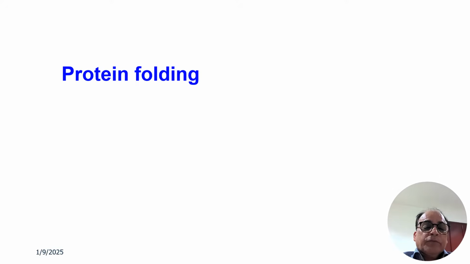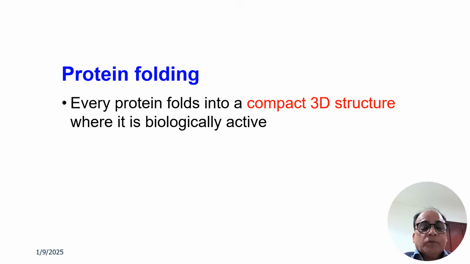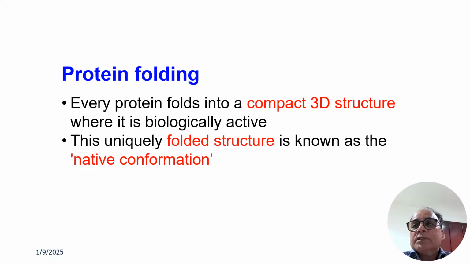I would like to discuss Anfinsen's thermodynamic model of protein folding. Before coming to Anfinsen's experiment, I would like to explain the significance of protein folding. As we know, every protein folds into a three-dimensional structure which is compact and biologically active. This uniquely folded structure is also known as native conformation, which is a commonly used term in biochemistry. Native conformation simply means that the protein is folded and biologically active.